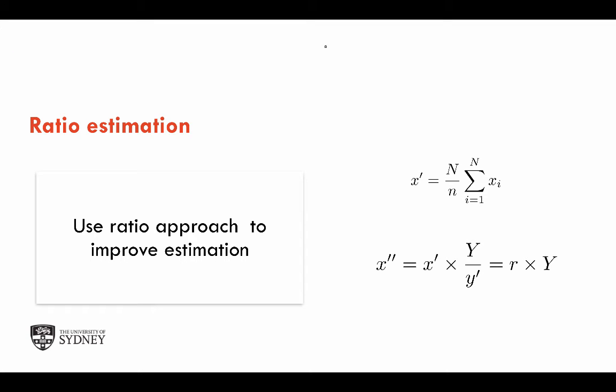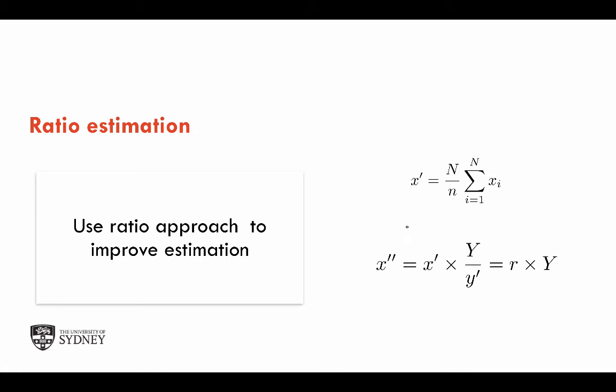In the second part of the material, you're going to study how to use the ratio approach to improve estimators of the mean or the total or the proportions. I'm just going to give you the intuition behind it, and the intuition is fairly simple. So imagine that we have the usual estimator for the total sum in the population, x prime. And now I'm going to assume that we have another variable y, and we know the total in the population, so capital Y.